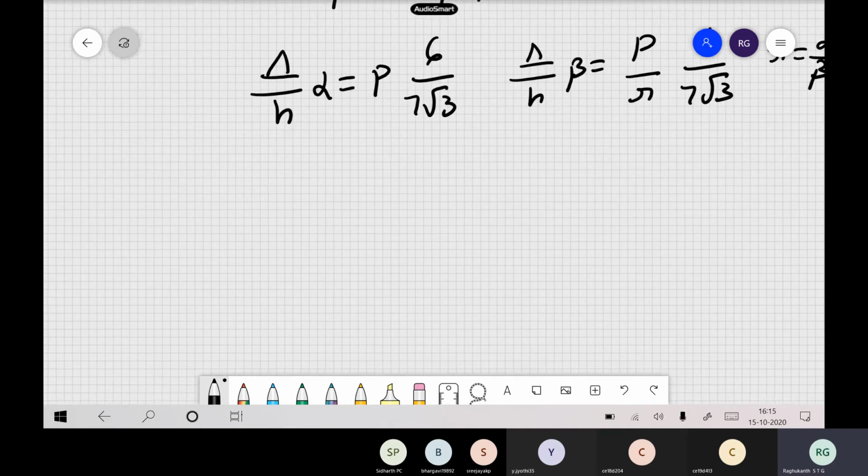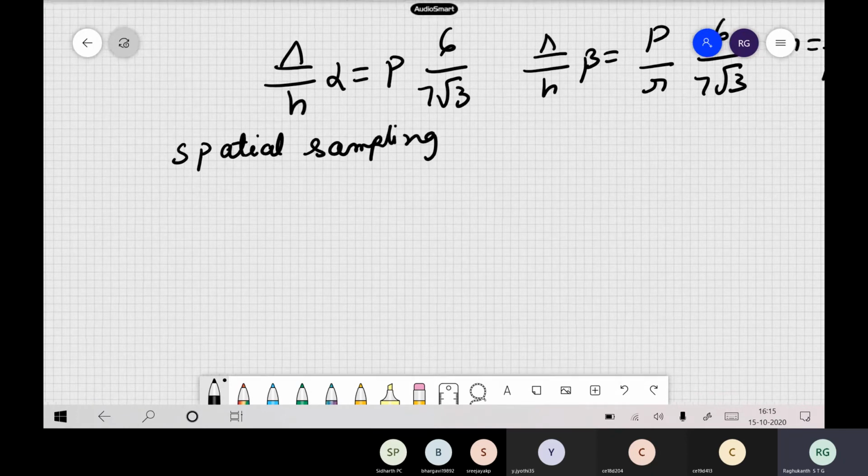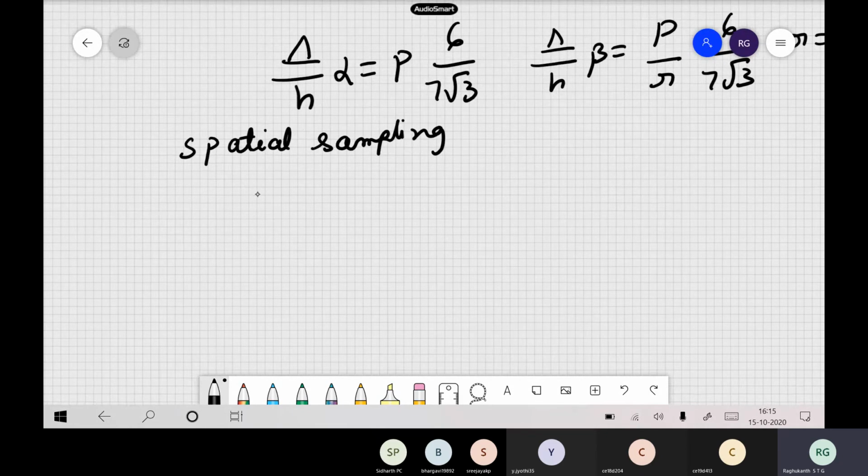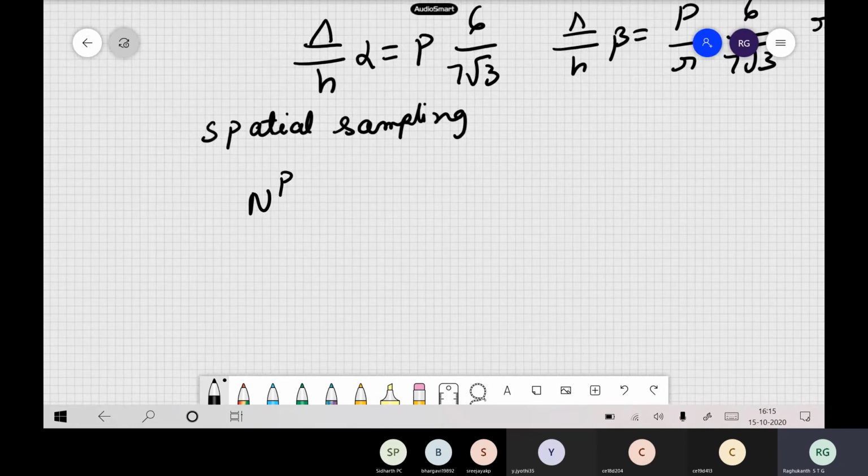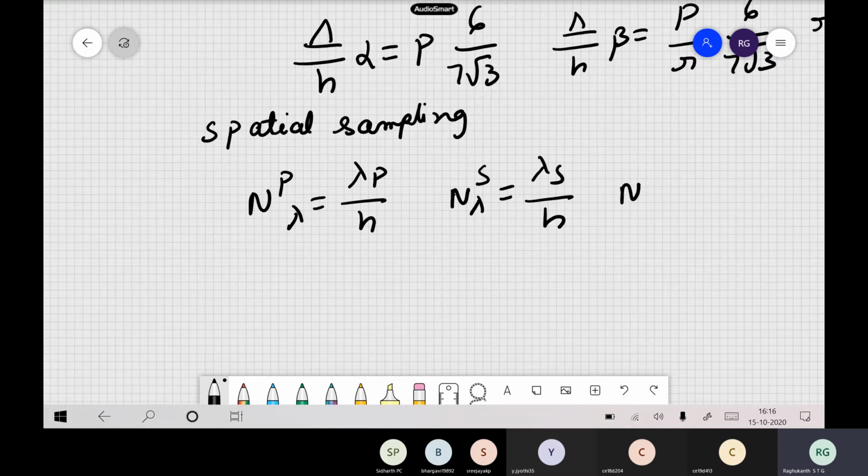Now coming to the spatial sampling. Now we are discussing h. What should h be, how should I select it? For the P wave, the sampling is lambda p by h, so this many points per wavelength, and similarly for the S wave, lambda s by h. Now, when it comes to this spatial sampling.